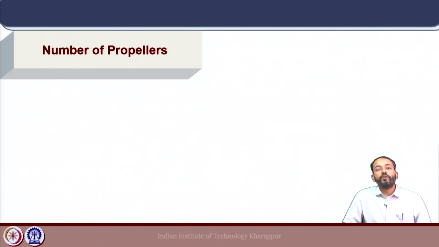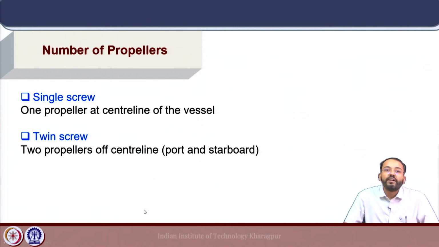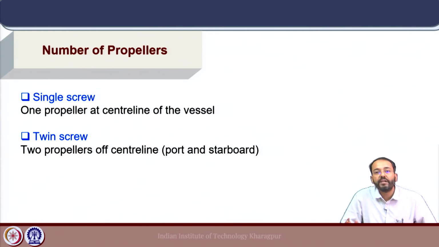Now, let us look into the first consideration, which is the number of propellers. So, we have discussed different types of vessels like single screw vessels, twin screw vessels. If a vessel is a single screw vessel, it has one propeller at the center line of the ship. For twin screw vessels, we have two propellers off center line, one at the port and one at the starboard, and we have discussed this in propeller geometry and how the rotation of the two propellers takes place.